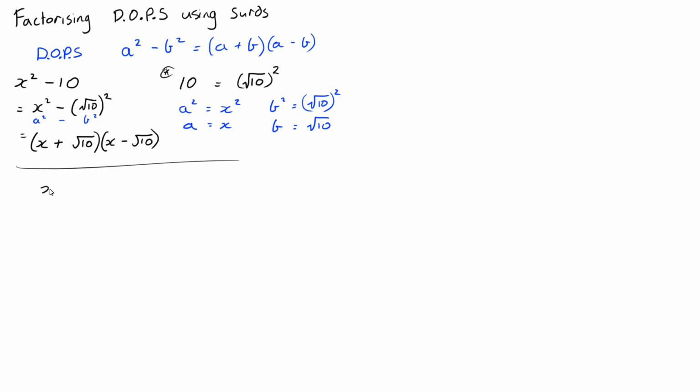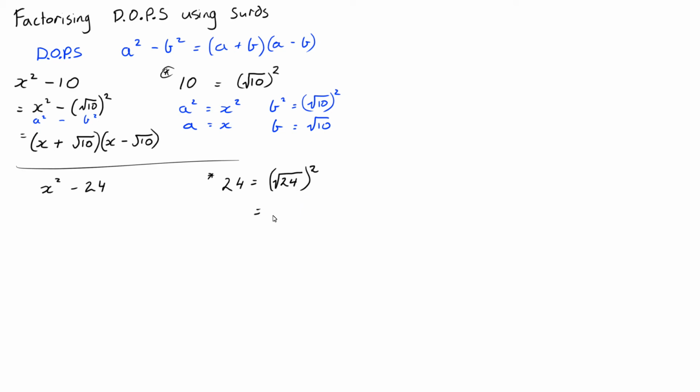Let's say we've got x squared minus 24. Again just on the side, I'm going to take the number 24 because I know that's not a perfect square. I can't just write it as something squared without doing some work first. What I'm actually going to do is take the square root of 24 and then square it.